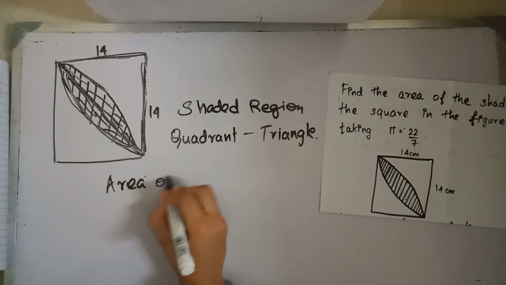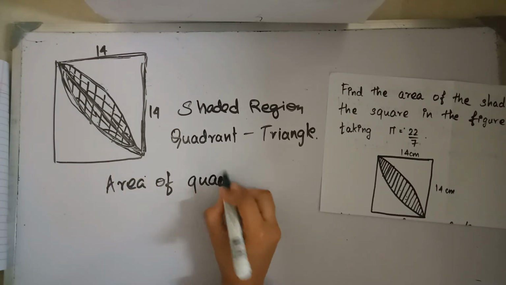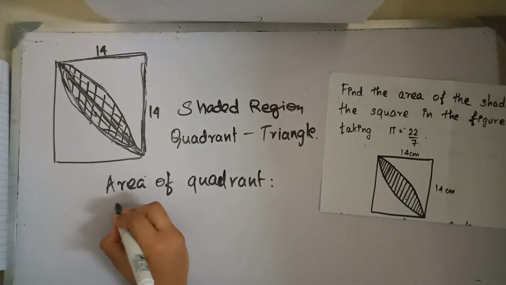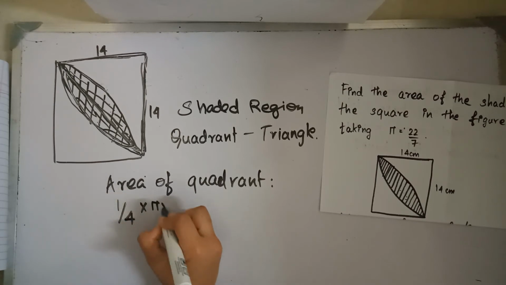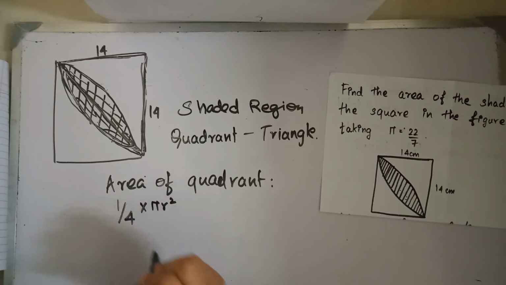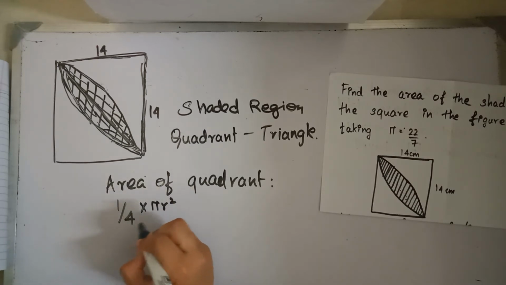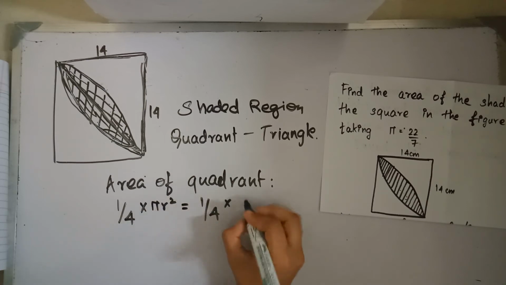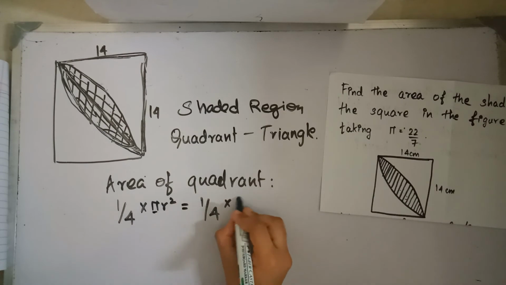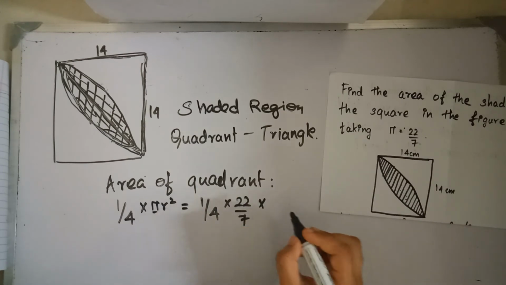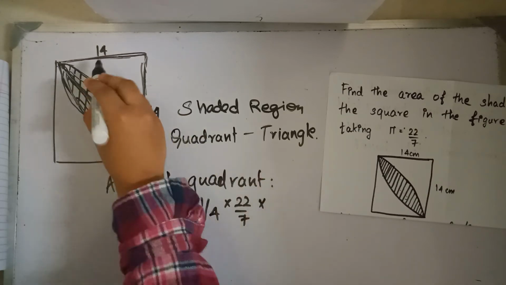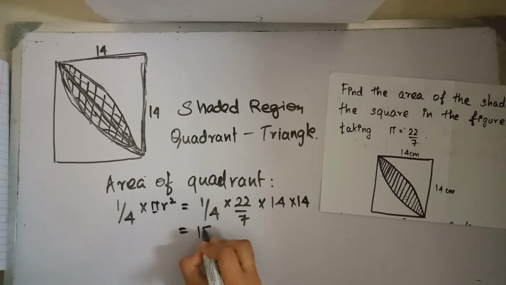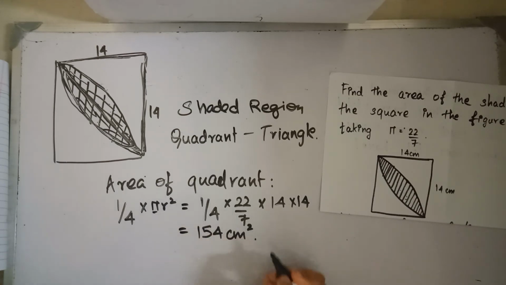Now the area of the whole circle is pi r square. Sorry, the area of the circle is pi r square and the area of the quadrant will be pi r square by 4. So this will give 1 by 4 into pi, which will be taken as 22 by 7, into r squared, where the radius r is 14. This will give us 154 centimeters square.